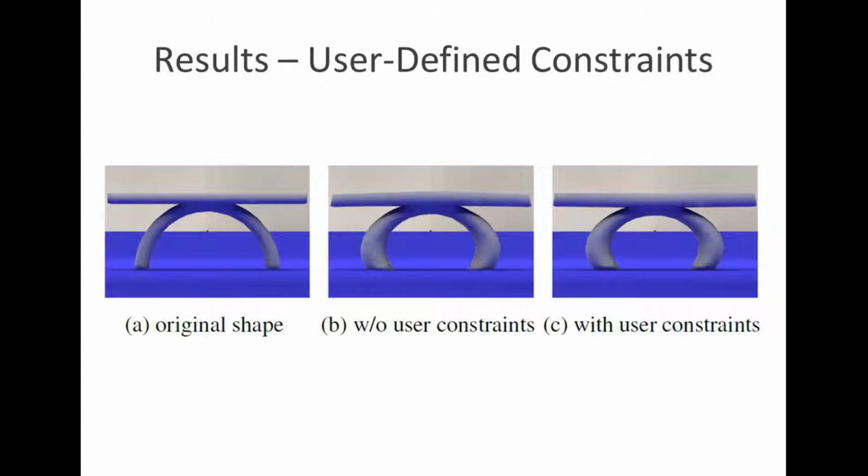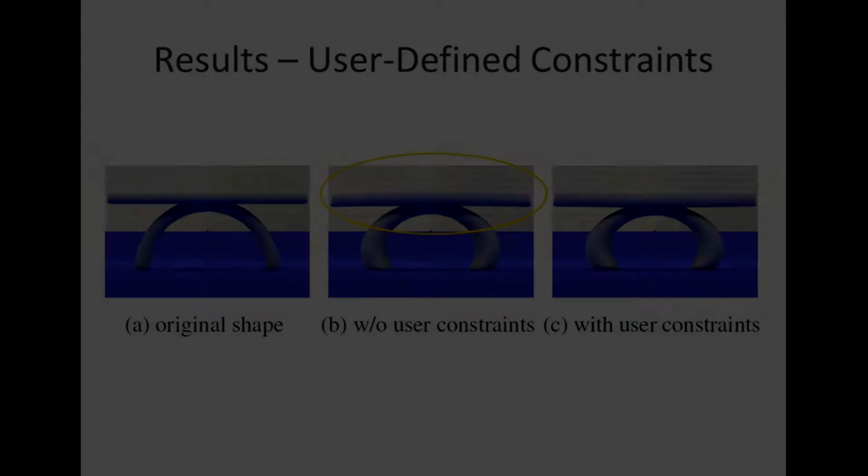Next, we show user-defined constraints, which incorporate users' preferences on how the object will be used. Here, the second image shows an optimized stool model where the top surface is no longer flat. This can be addressed by adding user-defined constraints that force the top surface to remain flat during optimization.